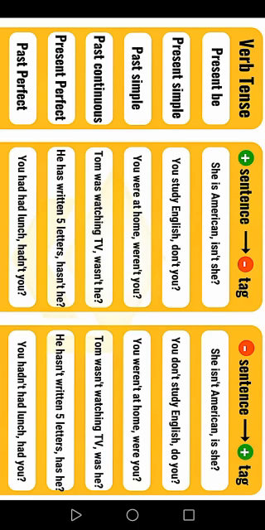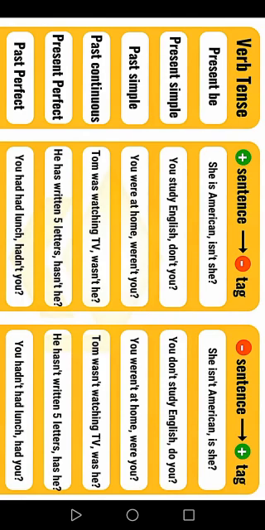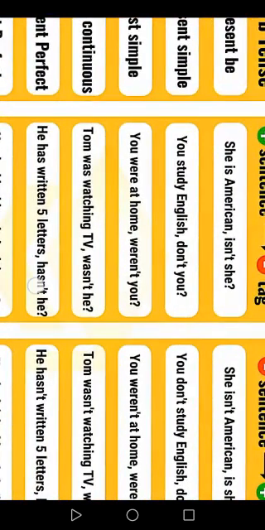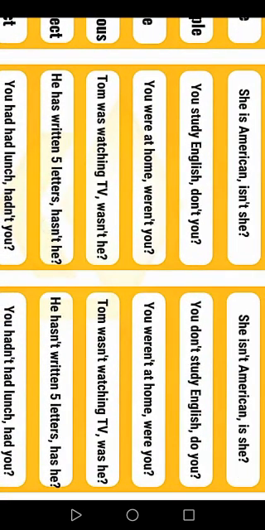The following sentences are in the present perfect tense. He has written 5 letters, hasn't he? Hasn't is an auxiliary verb, plus the personal pronoun he. On the right, he hasn't written 5 letters. Has he?